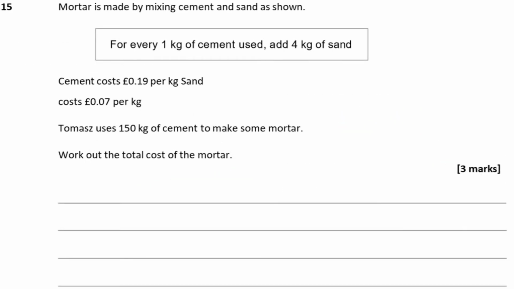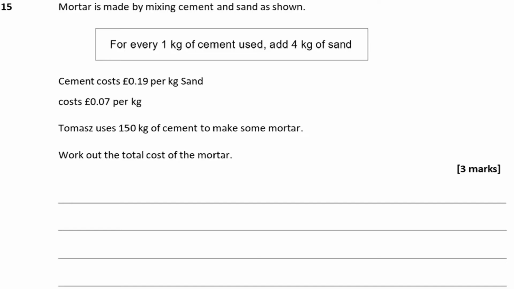Question 15. Mortar is made by mixing cement and sand as shown. For every 1 kilogram of cement used, add 4 kilograms of sand. Mortar, if you didn't know, is the stuff in between the bricks that holds the bricks together when you're building a house. So it's that bit in the middle. Cement costs 19 pence per kilogram and sand costs 7 pence per kilogram. Thomas uses 150 kilograms of cement to make some mortar. Work out the cost of the mortar.